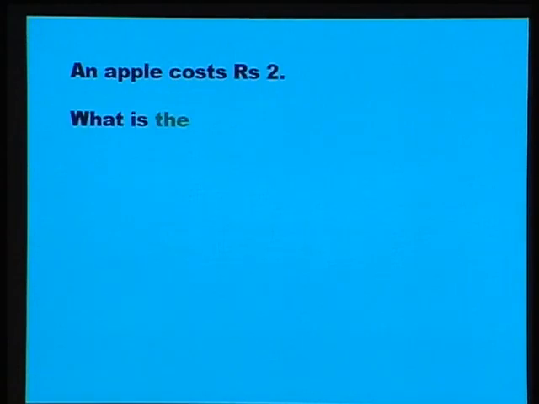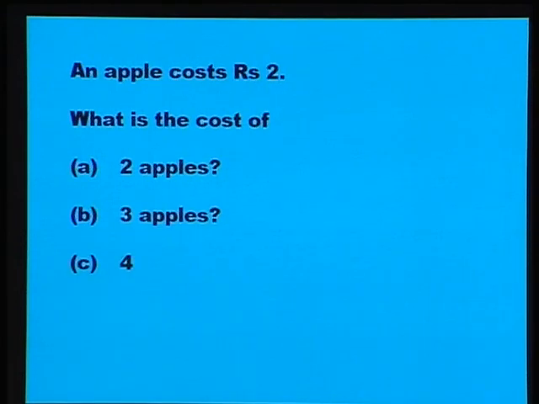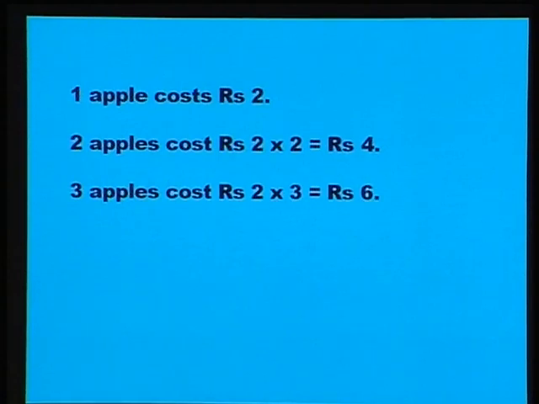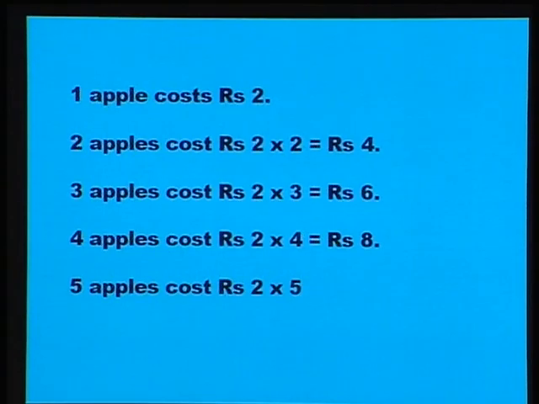So let's start with a very simple problem. An apple costs 2 rupees. What is the cost of 2 apples, 3 apples, 4 apples, and 5 apples? Of course, you know the answers. It is very simple to calculate. 1 apple costs 2 rupees, therefore 2 apples would cost 4. 3 apples would cost 6 rupees, 4 apples would cost 8, 5 apples would cost 10 rupees.